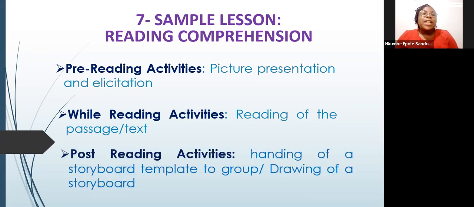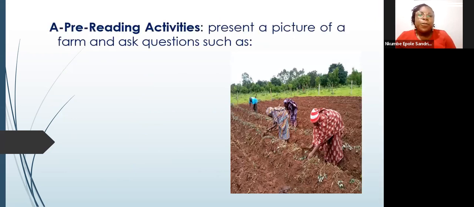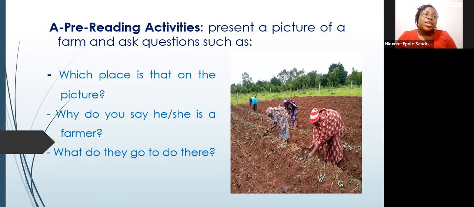During the pre-reading activity, the teacher presents a picture of a farm and asks questions to the learners. Questions such as, which place is that in the picture? We'll have answers such as, Madam, it's a plot of land, or it's a farm, or it's an area where they are digging, they want to build a house. And of course, the answer we expect is it's a farm.